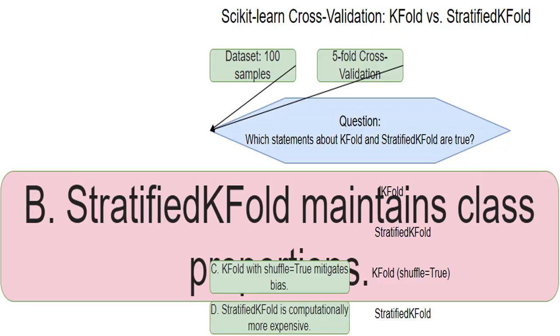This is true. Stratified K-fold actively works to make sure each fold contains roughly the same percentage of samples from each class as the entire dataset. This is really important for imbalanced datasets to avoid bias.